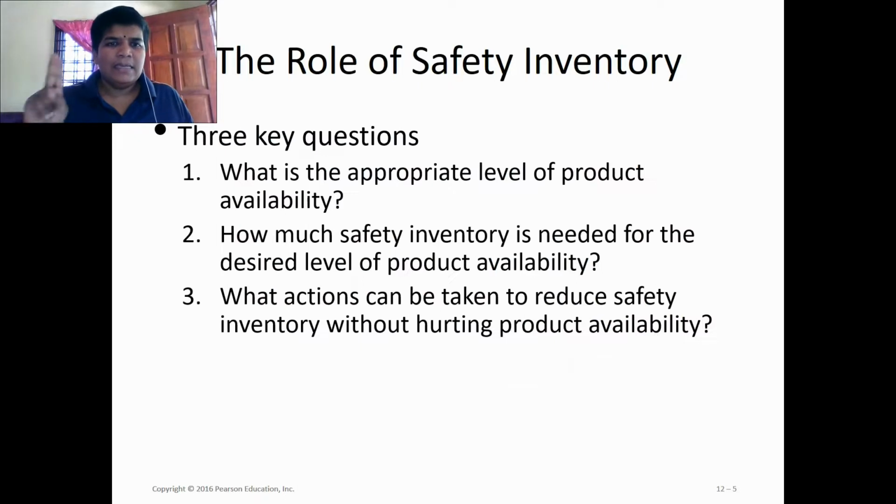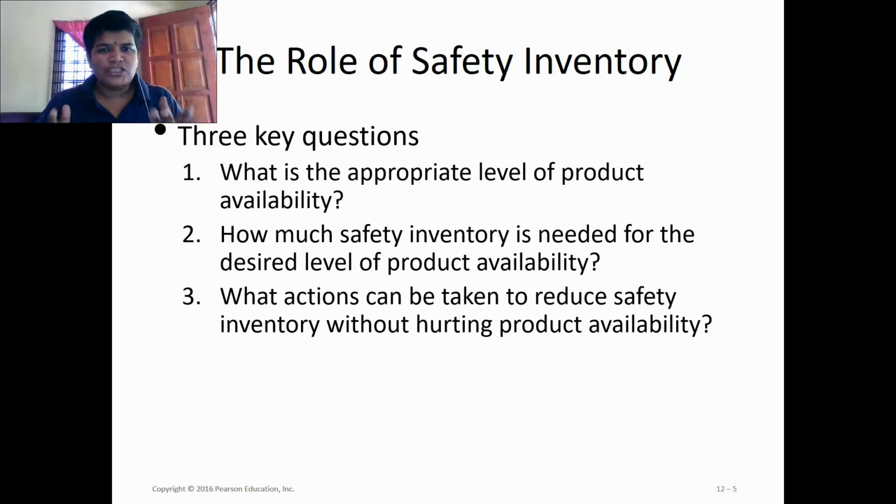There are three key questions when you are determining the safety inventory. First question, what is the appropriate level of product availability? How much you really need in your plant or in your storeroom, how much product you need to put there, because it's going to incur cost when you put in inventory. The holding cost will be increasing.